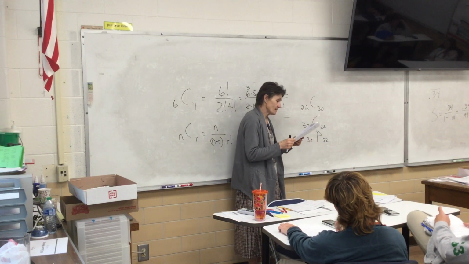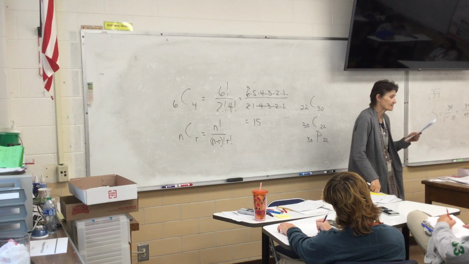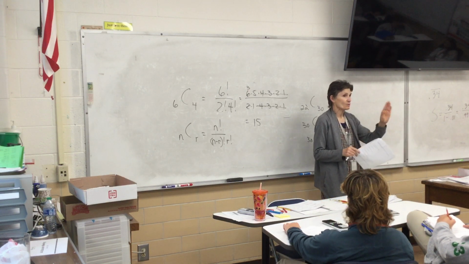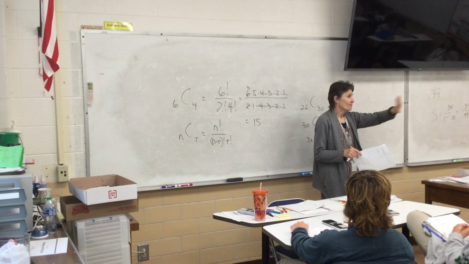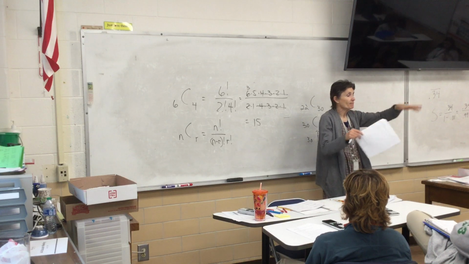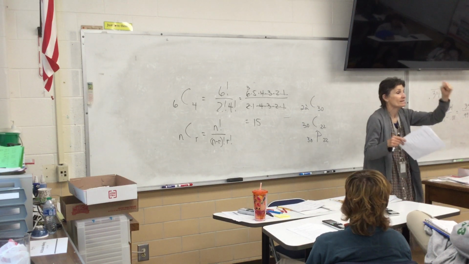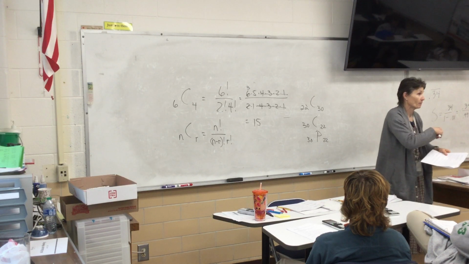All right, how many ways can 10 finalists be chosen from a group of 51 contestants in a beauty pageant? Okay, so this is like Miss America. You ever watch Miss America? You got 51 people, you got all the states and the District of Columbia. And someplace along the way, they say, okay, we're gonna narrow it down to 10. And they start naming the 10 people.